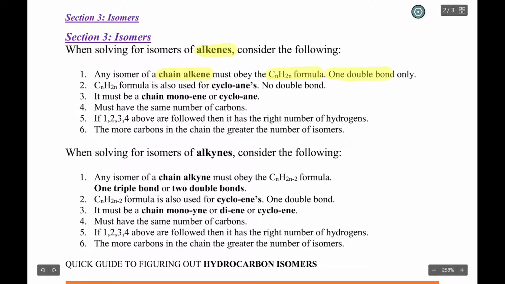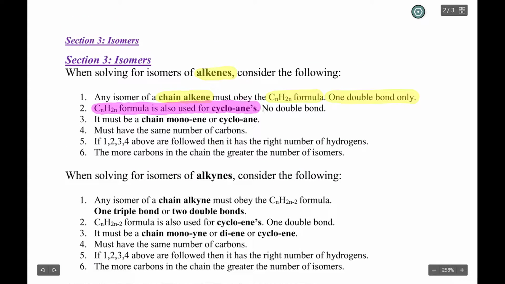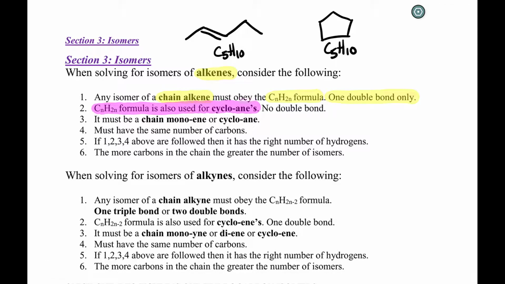You could only have one double bond here. However, this is very new to you, and you need to remember this. The CnH2n formula is also used for cycloalkanes. So if you're confused, this is what I mean. If I had a pent-2-ene, that would have the same formula, which is C5H10. That would have the same formula of a cyclopentane.